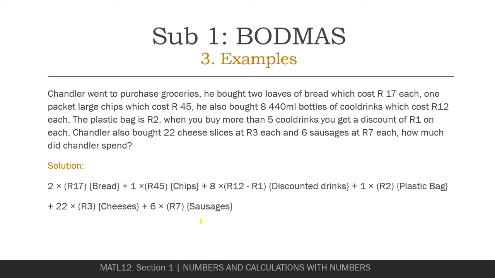So now that the problem is laid out, we are ready to solve it. So we get rid of all of the extra stuff which I actually included so that you can see where we get the numbers from. So basically what we have: 2 times items which cost 17 Rand, 1 times item that costs 45 Rand, 8 times item that costs 11 Rand, 1 times item that costs 2 Rand, 22 times item that costs 3 Rand, and 6 times items that cost 7 Rand.